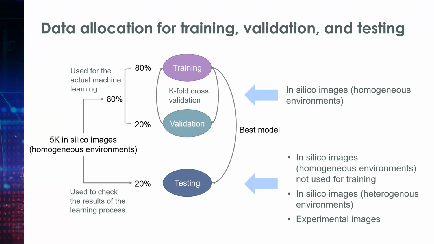First, new in silico images in homogeneous environments that are not part of the training data set. Second, in silico images in heterogeneous environments, where interaction coefficients are not constant anymore but change in space. Third, we also tested actual experimentally derived images, to see how the deep learning model trained from in silico data works against those.